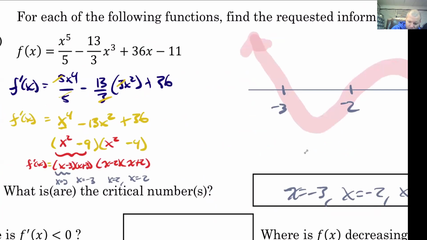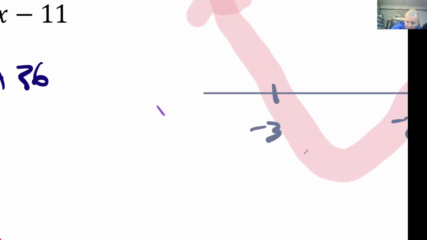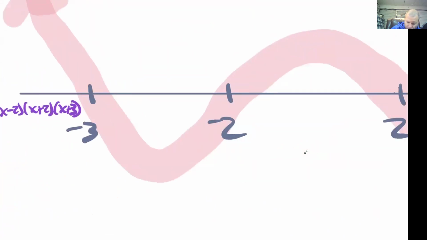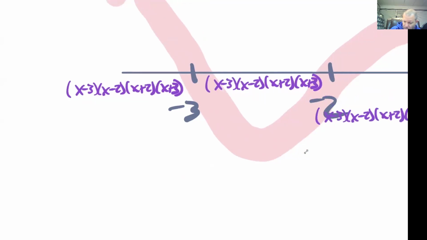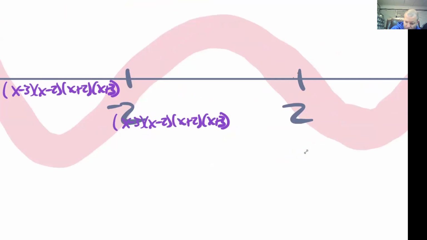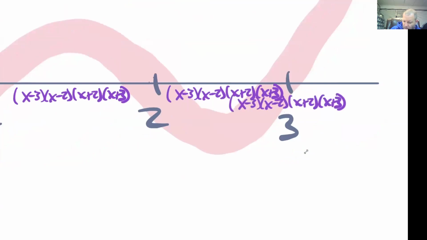If we plugged in numbers, though, if we were unsure what this thing would look like, let's see. I'll do the x minus 3 one. All right, so x minus 3, x minus 2, x plus 2, x plus 3. Right, that's going to be our derivative.